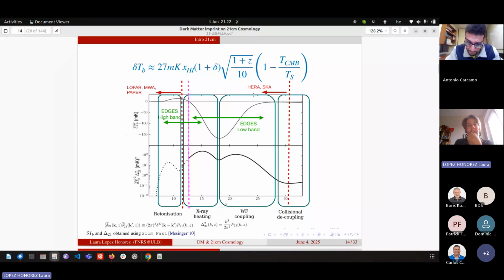Exactly. So essentially, you have to look at the differential brightness temperature that is here, okay? And you have to imagine that you have to perturb this differential brightness temperature, okay?